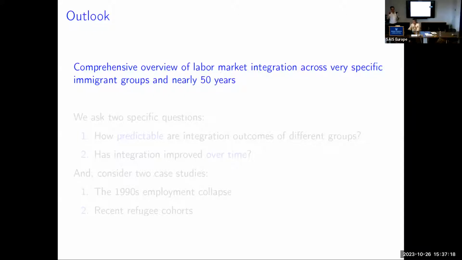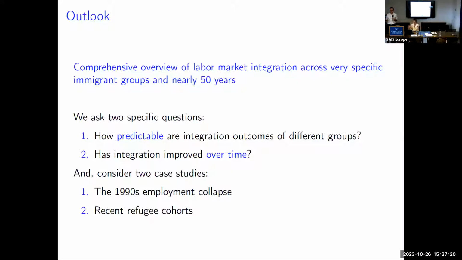First I'm going to show you some very general patterns, and then I'm going to ask two specific questions. The first is, how predictable are the integration outcomes of different groups? If a new group of migrants comes in, is it predictable what's going to happen, and to what extent is it predictable based on the knowledge that we have at arrival? Another question is, did integration outcomes improve over time? Is this something that has systematically changed? And if it has changed, maybe we now know why that's the case?